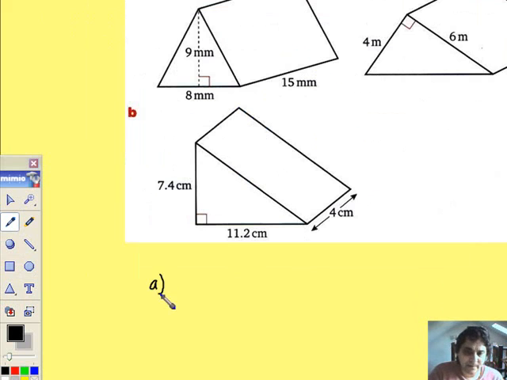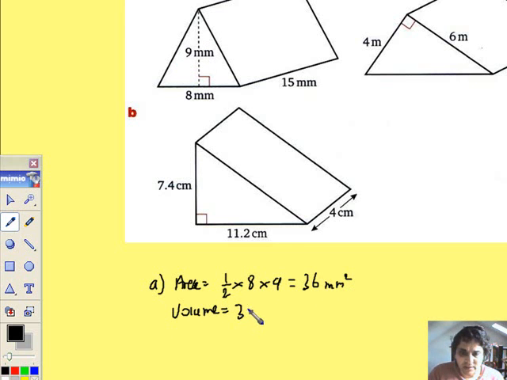Now let's just do A down here. I've got the area of the front face is going to be half times the base times the height. Do you remember that? Let's do it first, which is going to be 4 nines, which are 36. So that's 36 millimeters squared. Now the volume is going to be the area of the front face, 36 times 15 deep, and that's going to give us 540, and it's millimeters cubed.